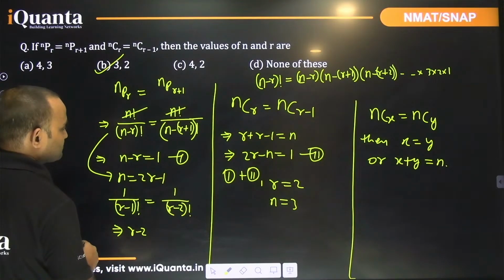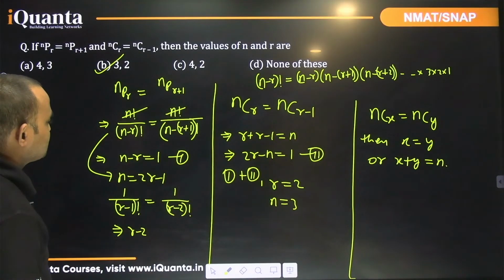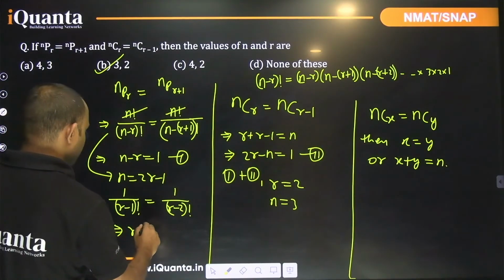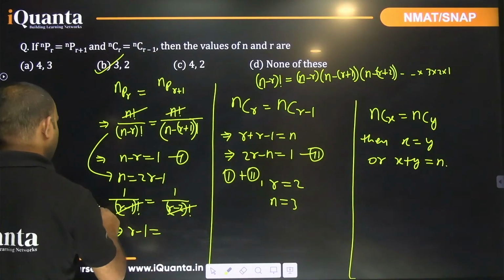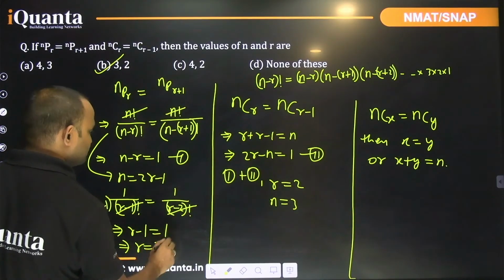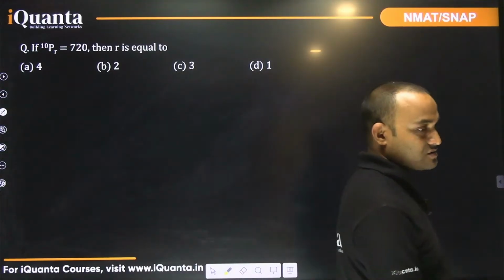Again the same mistake. I don't know what is happening, but something is not making sense here. R minus 2. Acha, r minus 1 will become 1, because this will cancel out this by r minus 1. Here r is equal to 2. So instead of solving the linear equations, we can also use this.